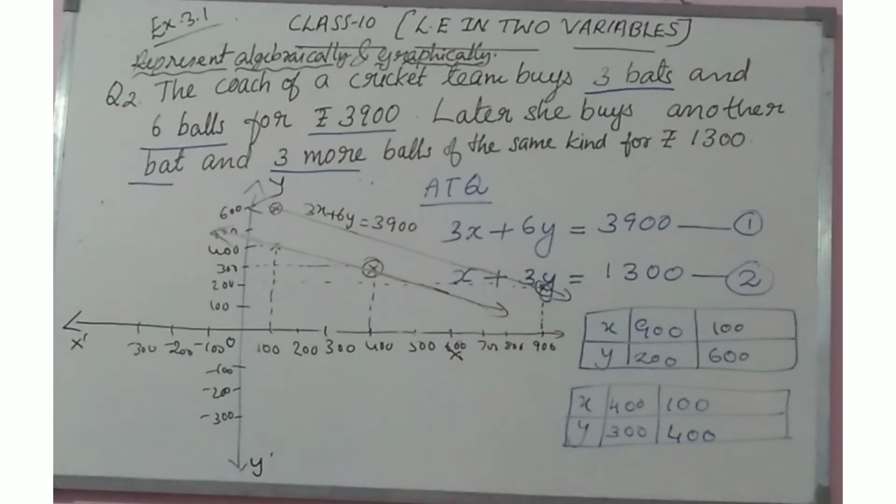So I think you might have understood the 2 questions I explained from 3.1. Then 1 question is left out. Please try yourself.